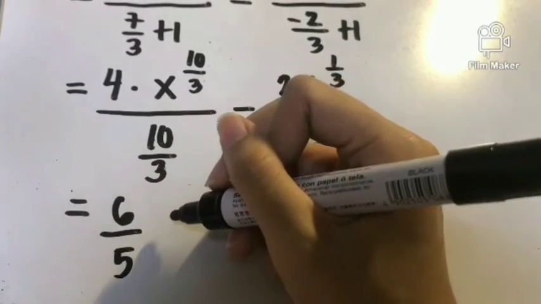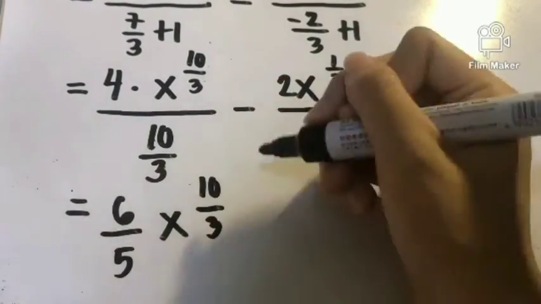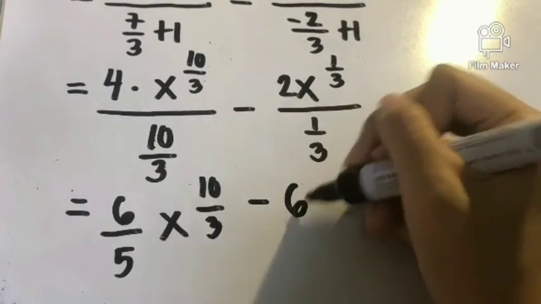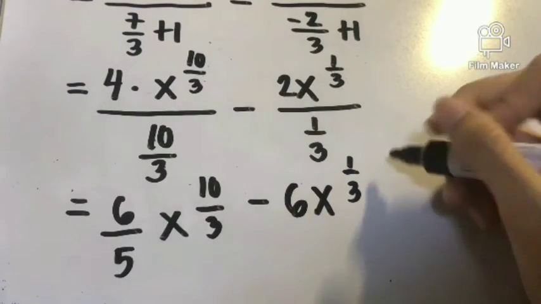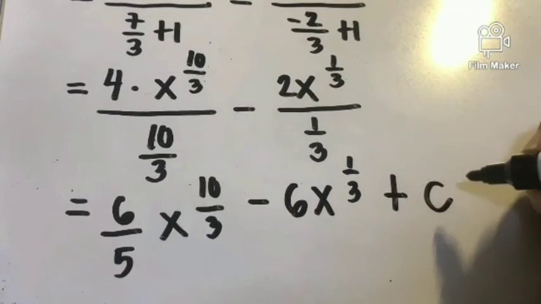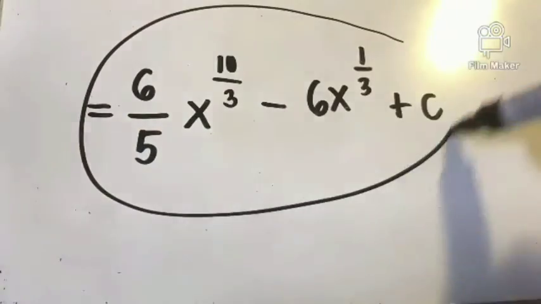And after this, we are going to simplify. 4 divided by 10 over 3 would be 6 over 5 x raised to the power of 10 over 3 minus 2 divided by 1/3 would be 6x raised to the power of 1/3. And we are going to add the constant c. And after that, we have just found the antiderivative of the given. That is all for solving integrals.